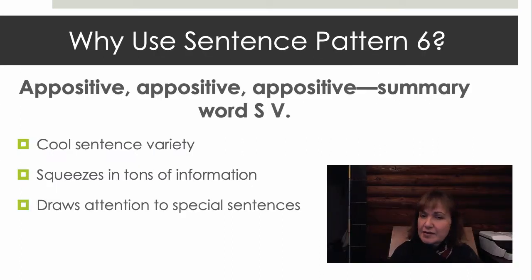Why use sentence pattern 6 at all? Three appositives, a summary word, subject plus verb. Well, it gives you some cool sentence variety. It actually takes a bunch of information and condenses it and gives your reader that information in a way that is quite interesting. It draws attention to special sentences. It's a fairly dramatic pattern. When you have the three appositives, a summary word, the subject and the verb, as a reader, that tends to make us stop and provide for a dramatic moment. So save it for those kinds of times.